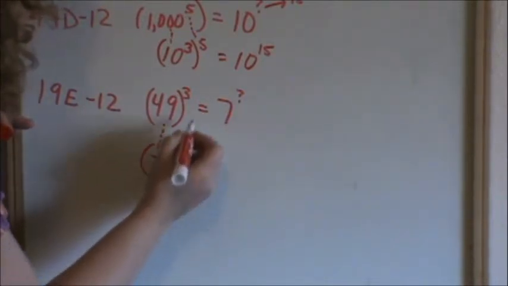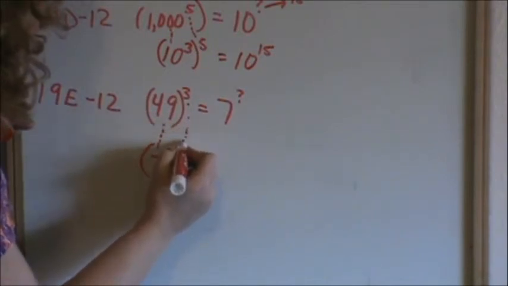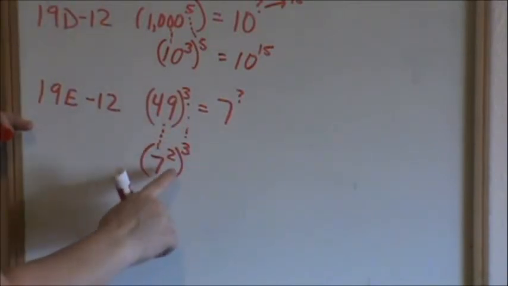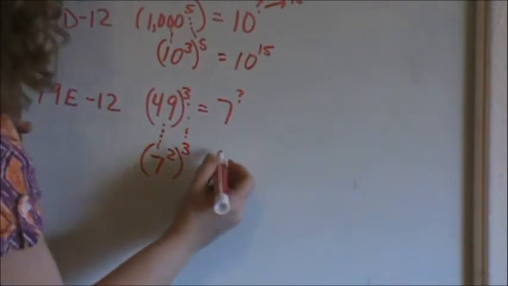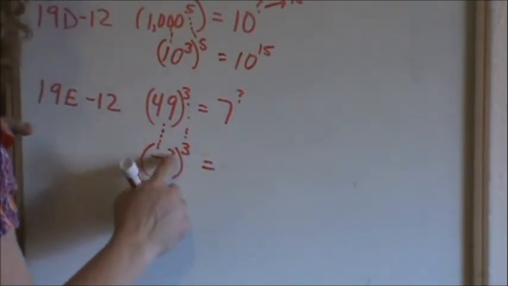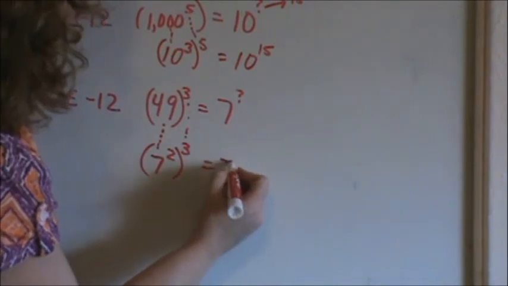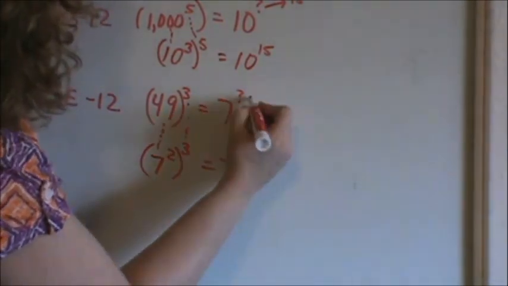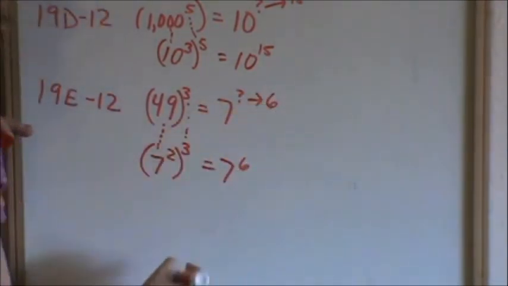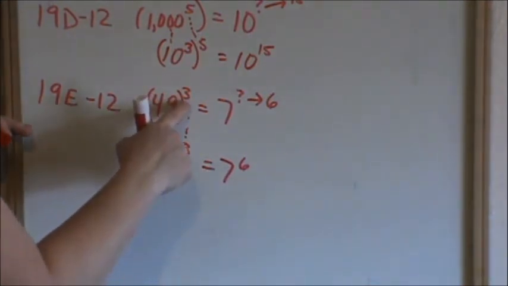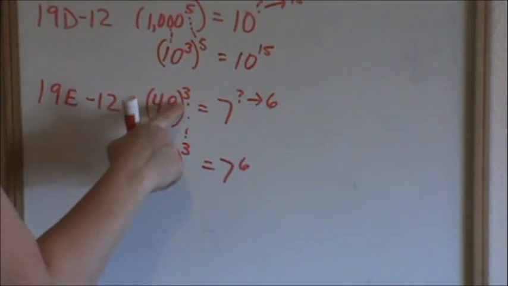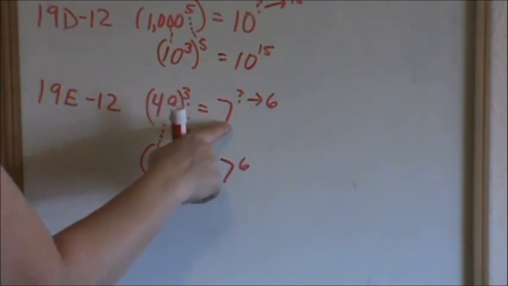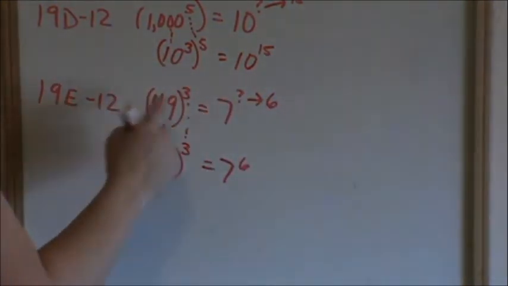That's our parentheses. Now we bring our 3 down here. We have an exponent raised to an exponent, so we multiply. So 7 squared raised to the 3rd power is really 7 to the 6th. So now you can see your question mark is 6. 49 cubed is the same thing as 7 to the 6th power. And if you don't believe me, you can put 49 cubed in your calculator, then put 7 to the 6th in your calculator, and they should be the same number.